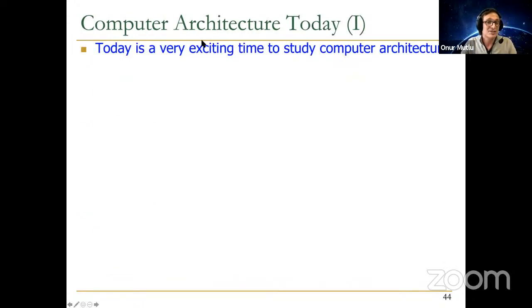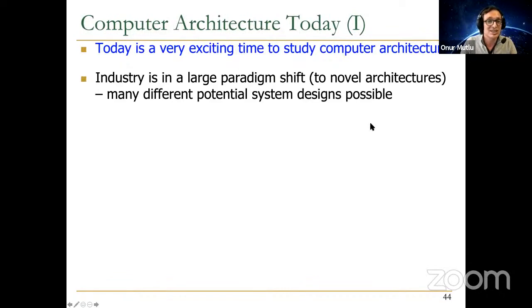Okay, so today is a very exciting time to study computer architecture because industry is in a large paradigm shift to novel architectures. There are many different potential system designs possible. And when I say industry, it's actually the innovation industry in general. It's not just the chip industry, for example. It's not just the software industry. It's really the innovation industry. For example, Tesla has nothing to do with software or chips, right? But they're designing novel architectures so that they can improve their system designs, right?